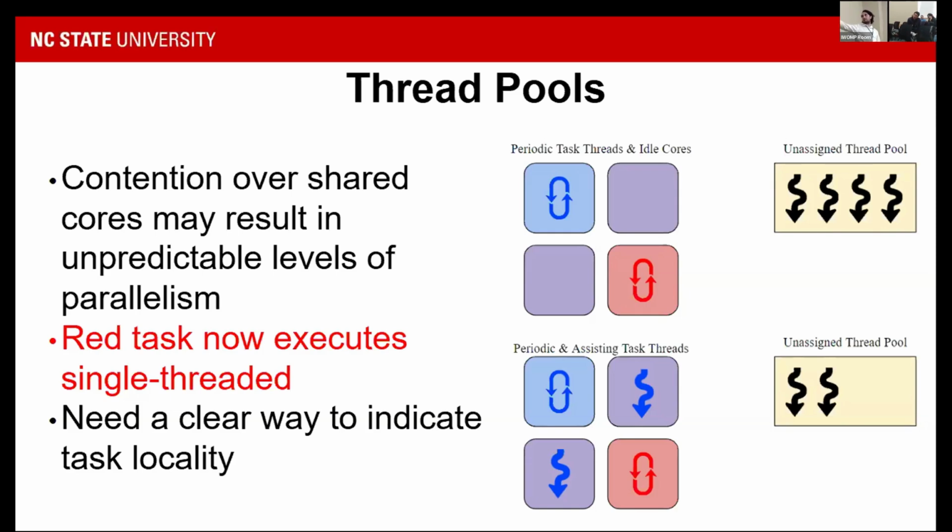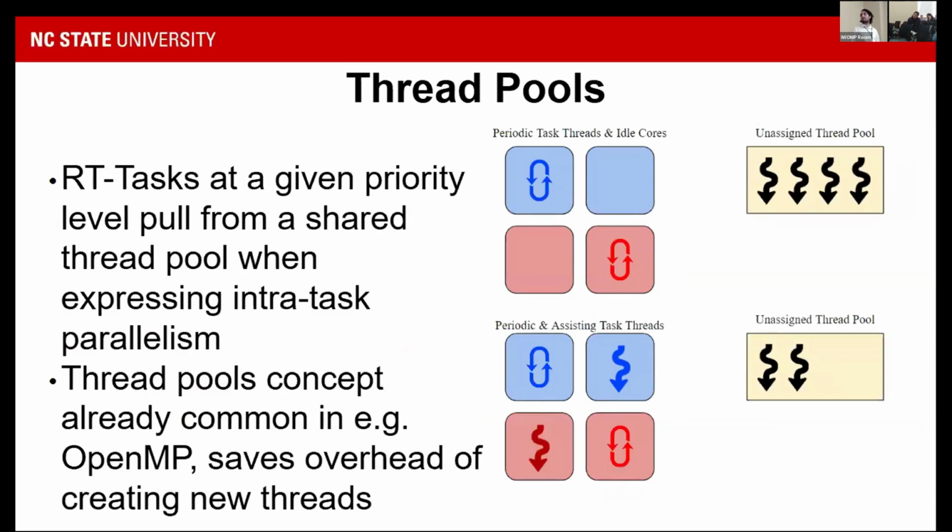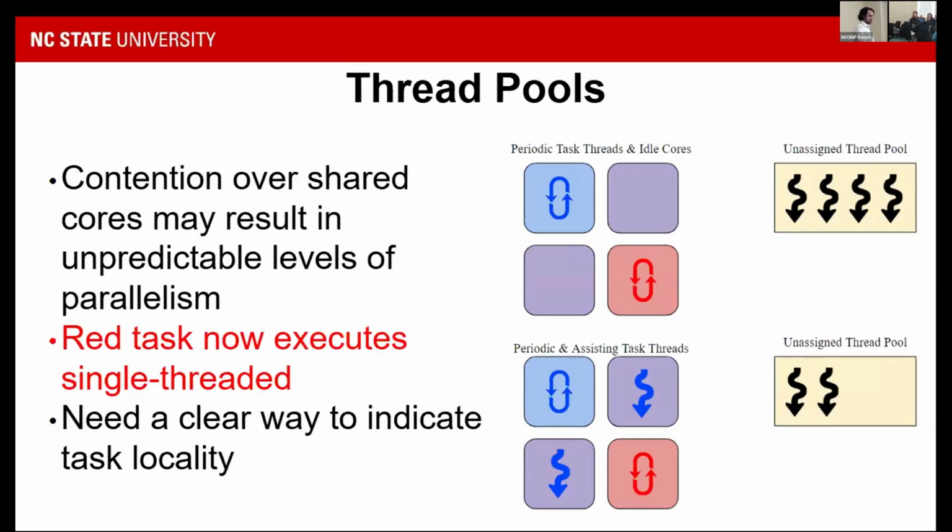In this case it might not seem so, because red went from, in the desired case, running 2 threads to running 1 thread. But if you had more cores in a bigger situation, this could get very bad. You'd go from 8 threads down to 1. So we need a clear way to indicate the locality of tasks, to partition the set of cores.